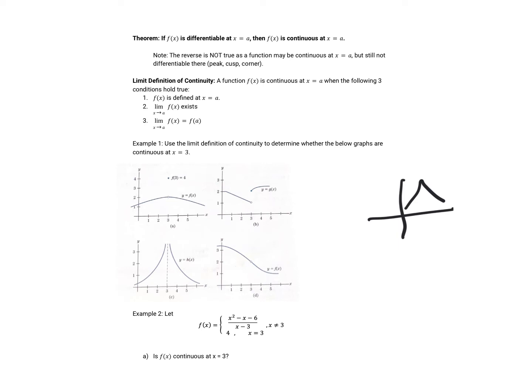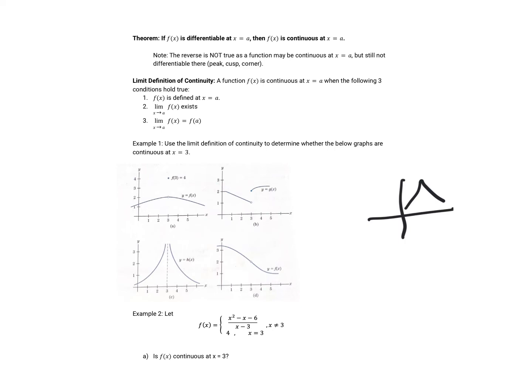Now the limit definition of continuity. If you wanted to test whether a function is continuous, it would have to meet these 3 conditions. First of all, it has to be defined there, so it has to actually have a y value at x equals A. Second, the limit has to exist, meaning the y value it approaches from both the left and the right has to be the same. And finally, the limit actually has to equal the y value of the function at x equals A. Let's use this definition in example 1 to determine whether the below graphs are continuous at 3.